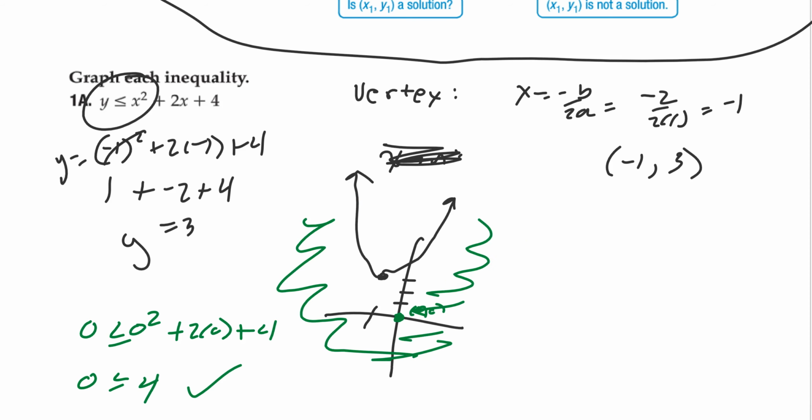So just like before, we graph it, find the vertex, graph it, and then if it's in proper notation, you can go less than, below, greater than, above. If not, you can always do a test point. Either way works.